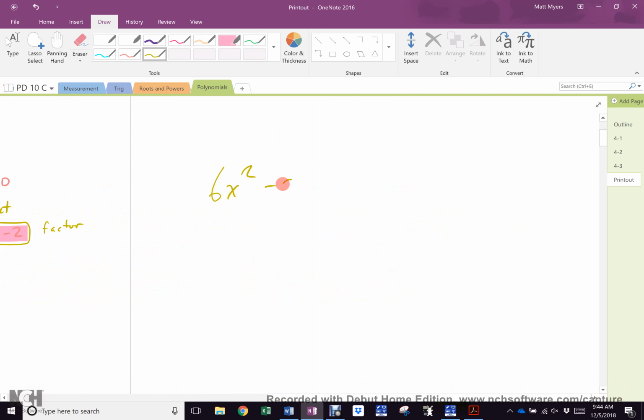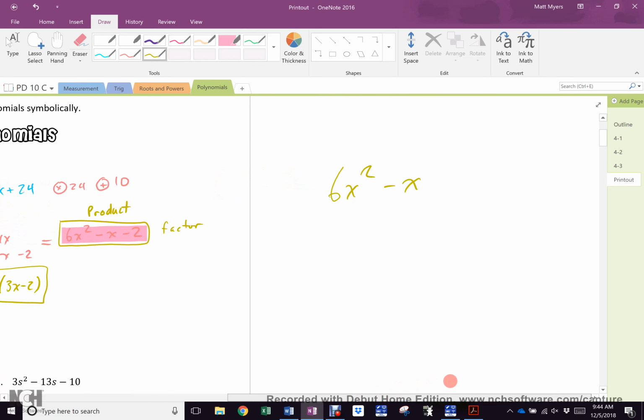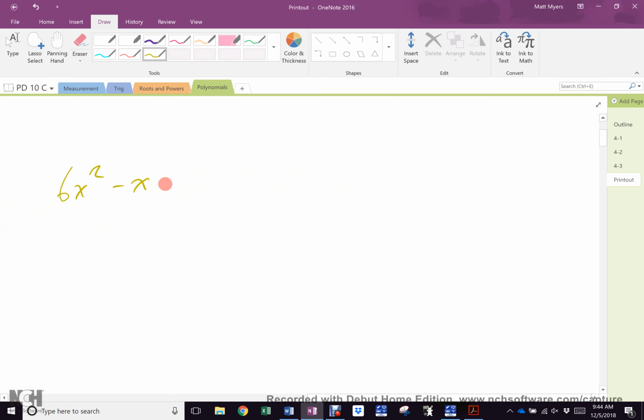6x squared minus, was it minus x or plus? Minus x minus 2. First thing, I'm going to show you why that dividing by 6 works. What bothers you here? The 6. If there were GCFs, we could pull everything out, yes? But there isn't a GCF. But let's just divide by 6 anyway. Now, I get x squared minus 1/6 x minus 1/3. Is everybody cool? Now that looks like something we've already done, yeah?